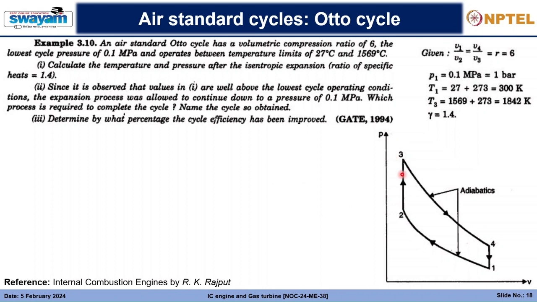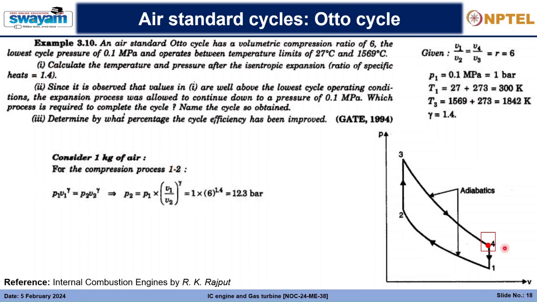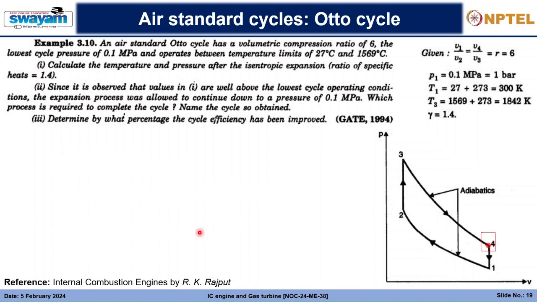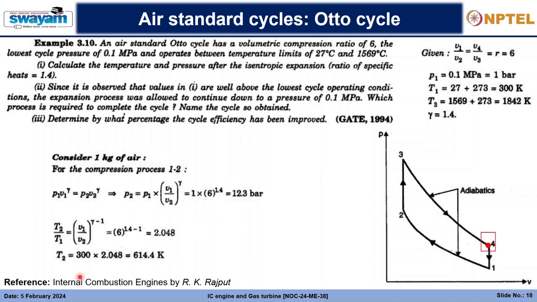So for that, you actually will have to go through all the points here, and in the same way for process 1 to 2, you know the properties of point 1, so you can calculate the thermal properties of point 2. So this is how you will do it. The temperature at 2 will be known now, and the pressure is 12.3 bar.